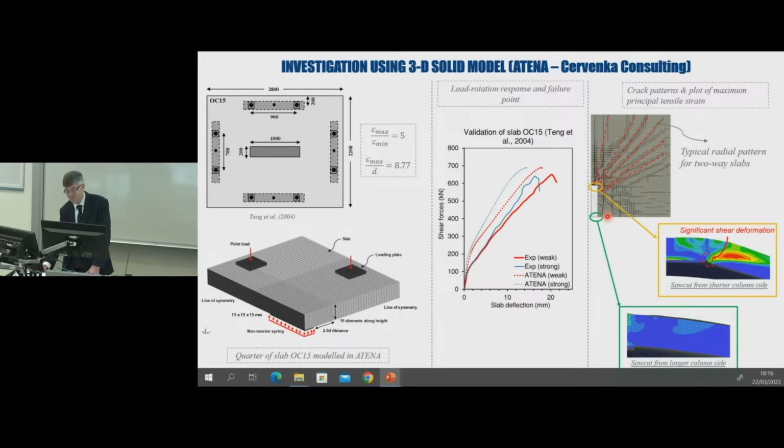To study this problem more fully, we carried out an investigation using 3D nonlinear finite element analysis with solid elements in Athena. This is the most accurate means of simulating punching failure, but it's not suitable for practical use due to its high computational cost. We calibrated the model using experimental data from the literature, and as shown here in this chart, we obtained good comparison between the calculated results and the experimental ones.